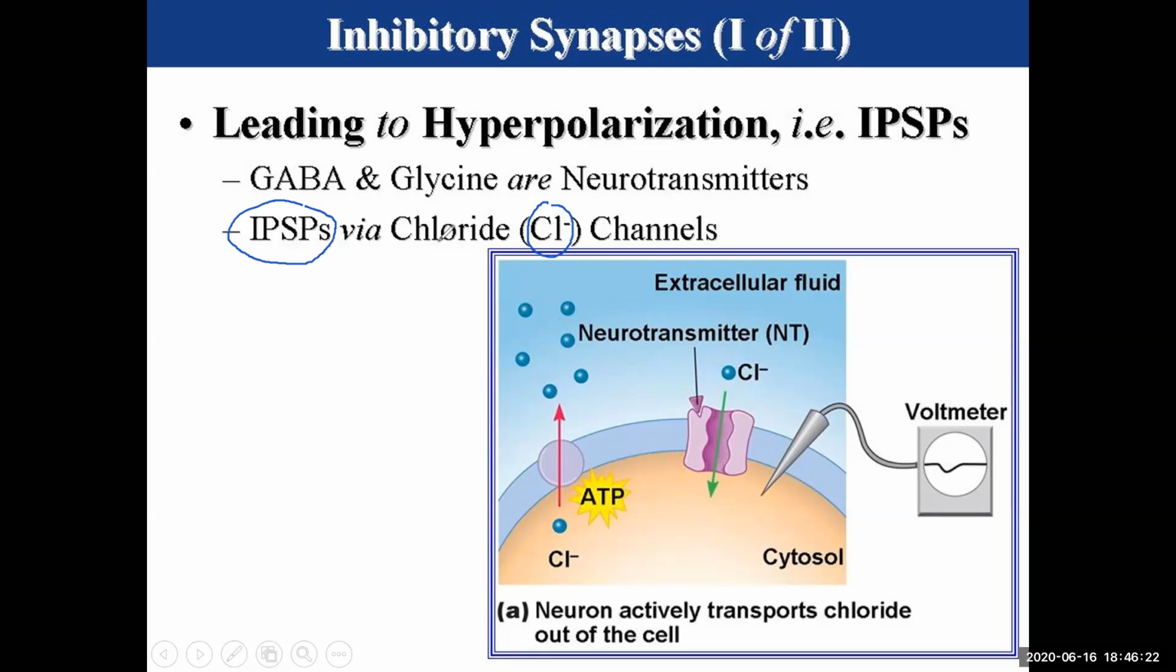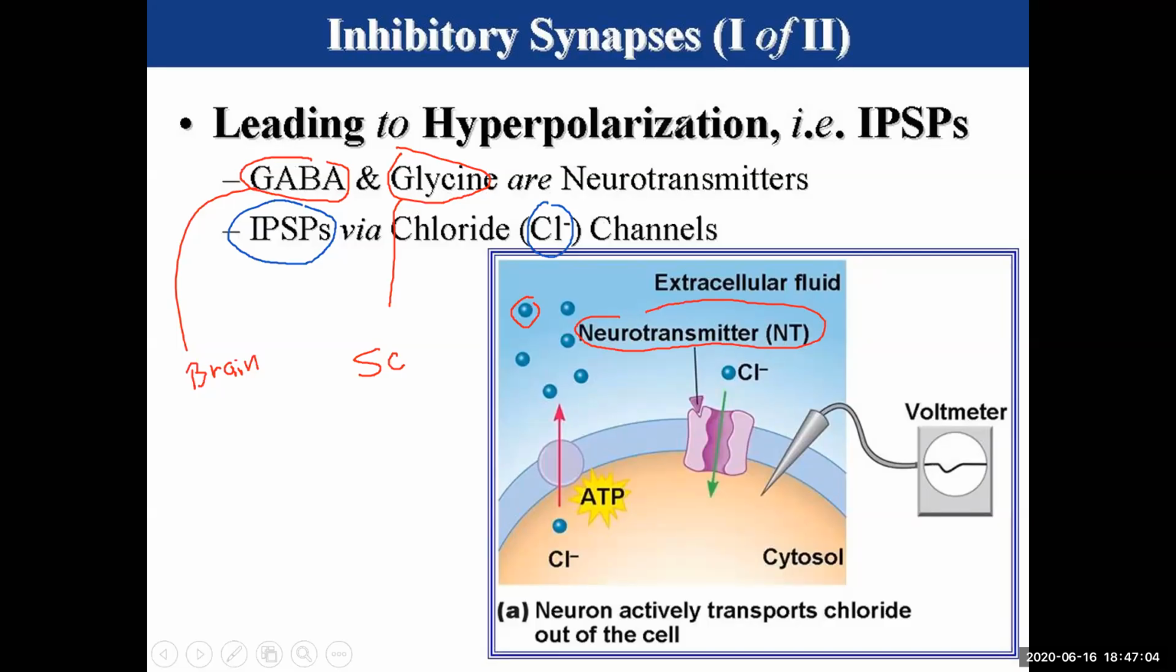So the neurotransmitter can be GABA or glycine, right? So neurotransmitter here, each circle is one neurotransmitter molecule, right? So it can be GABA or glycine. GABA is released by neurons in the brain, whereas glycine is released by neurons in the spinal cord, SC, spinal cord. So when it binds, it opens a channel, chloride comes in.